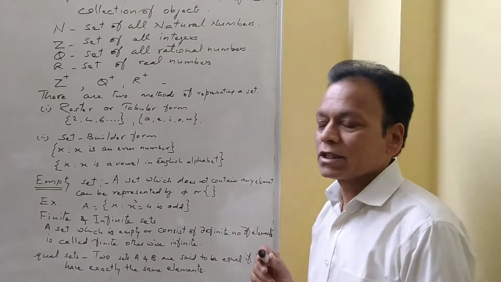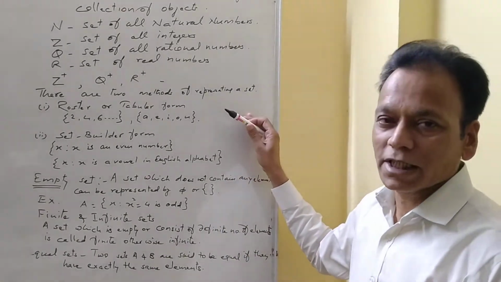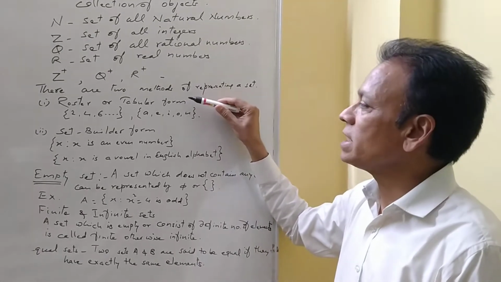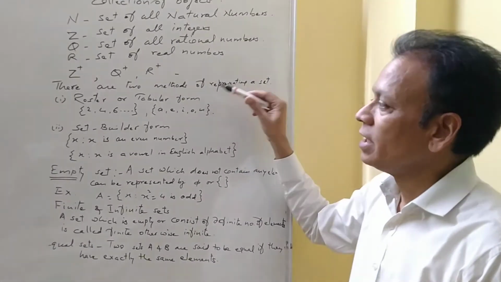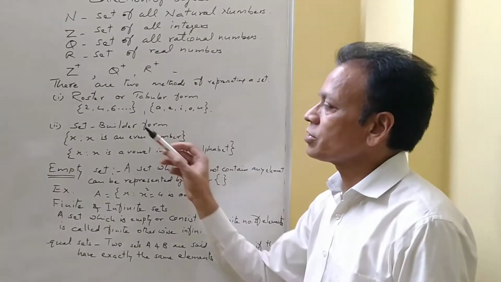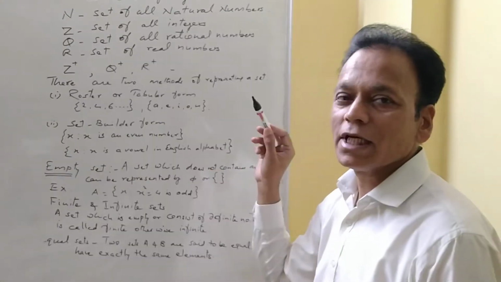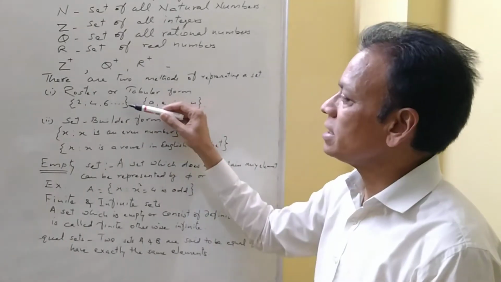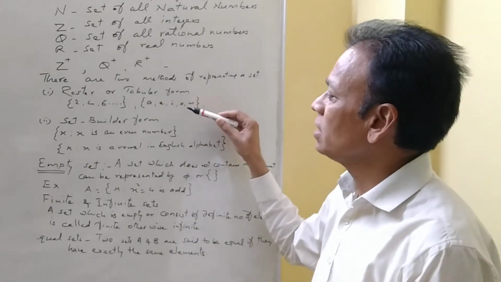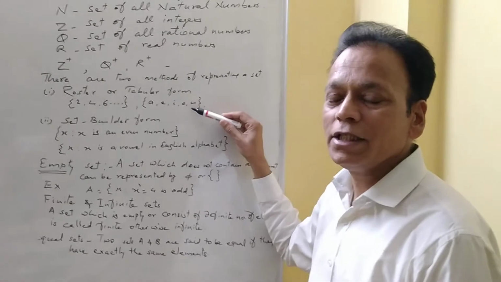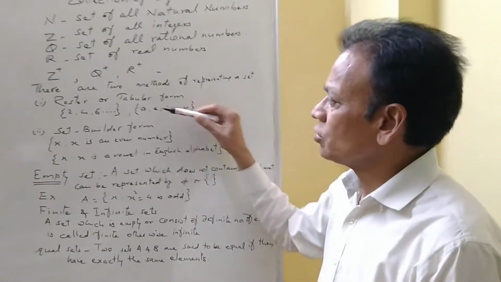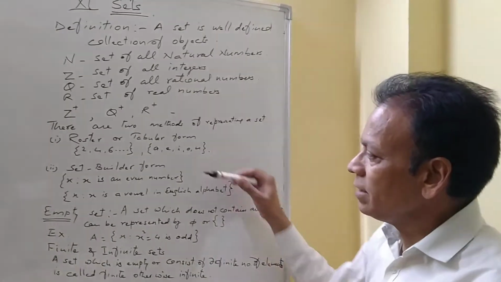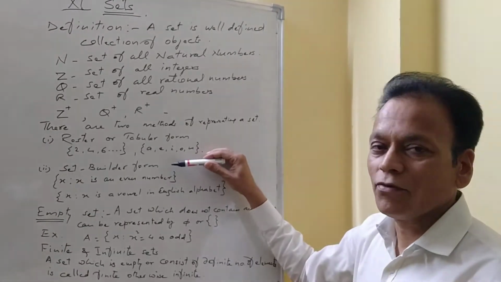There are two methods of representing a set. The very first method is roster form, or we can say tabular form. In roster form, we can represent the elements in such a way. These two examples you can see are 2, 4, 6 and so on, and in another set A, E, I, O, U. So simply we can represent these. This is roster form.